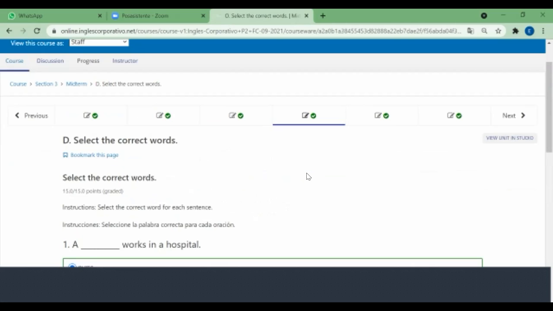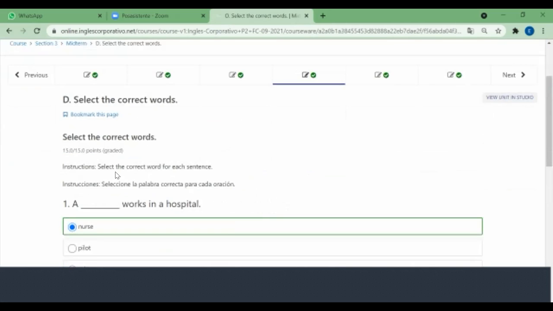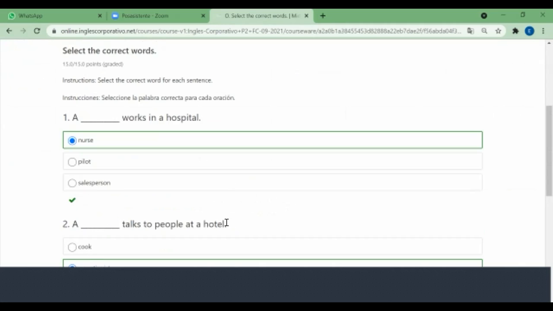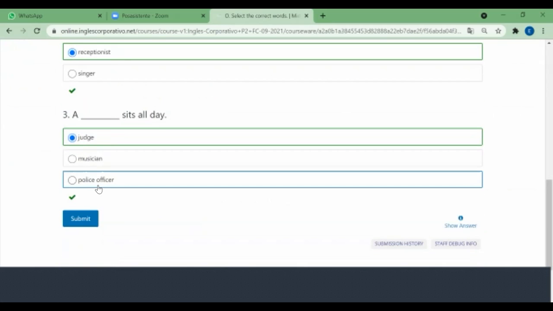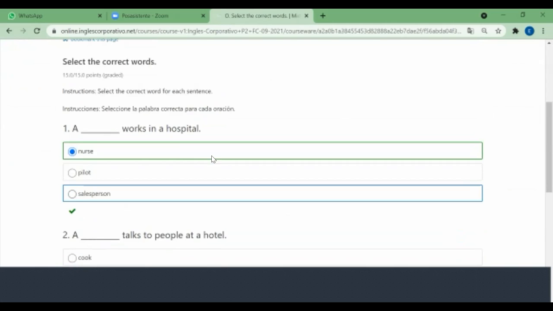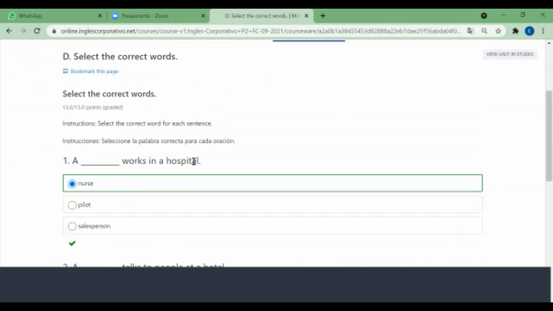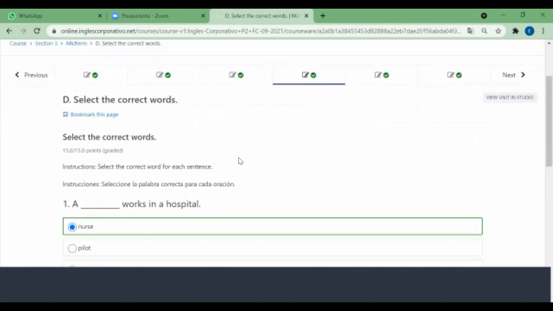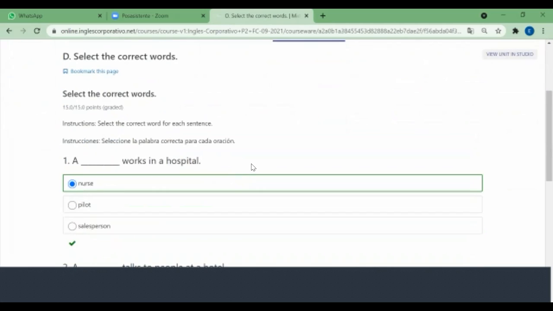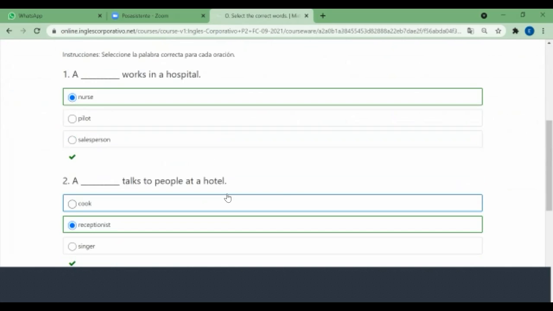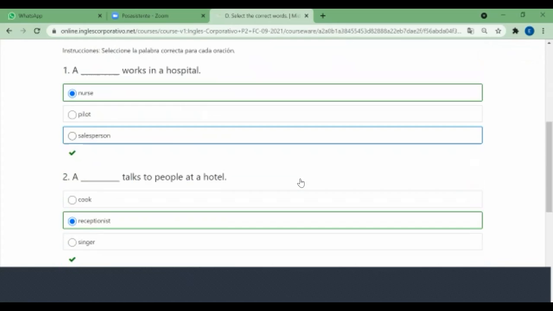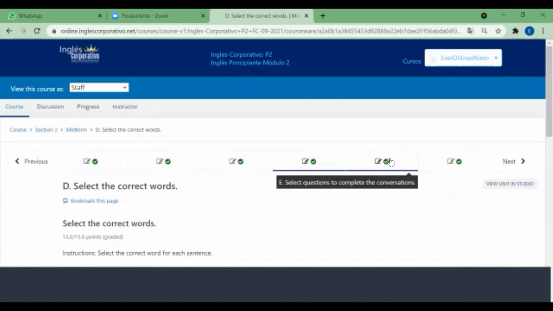Let's see this. In this part, you have to select the correct word for each sentence. Words in a hospital. Talks to people at a hotel. Then sits all day. Estas lo vimos hace poquito, ¿verdad? Este tema. So, do you have any problem with this? No problem. So, places at work, trabajo, los lugares donde trabajan las personas, like hospital, hotel, and activities too.